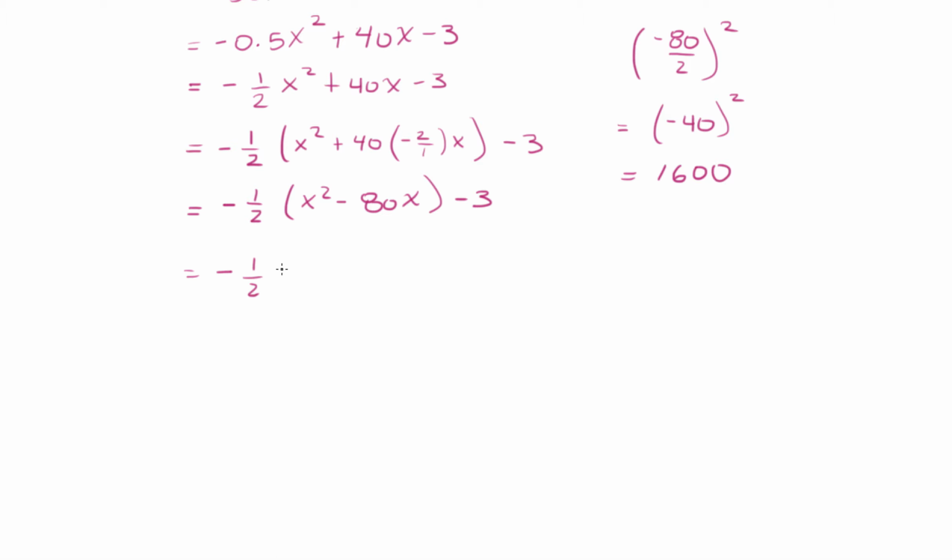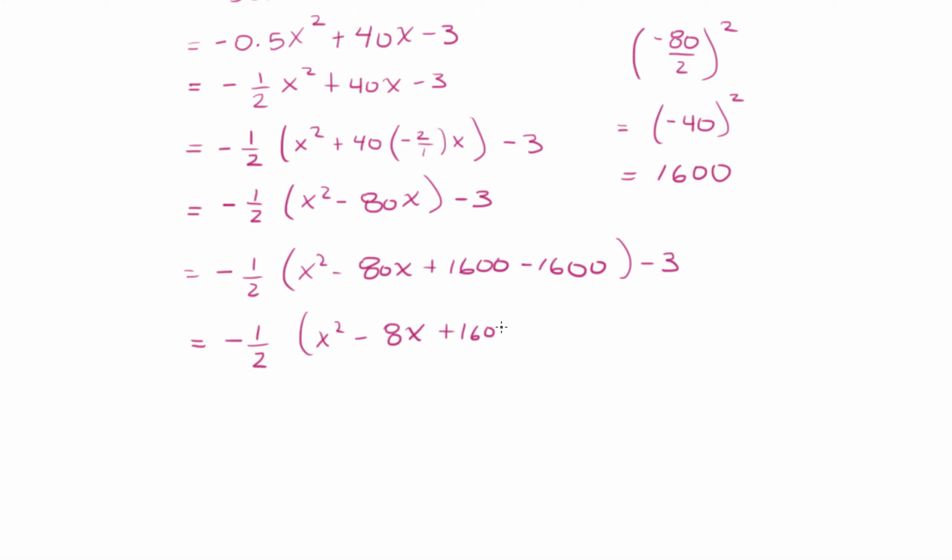So negative 1/2 x squared minus 80x plus 1600 minus 1600, parentheses, minus 3. In order to take this negative 1600 outside the parentheses, we need to distribute by negative 1/2. So you have negative 1/2 x squared minus 80x plus 1600 plus negative 1/2 times negative 1600 minus 3.